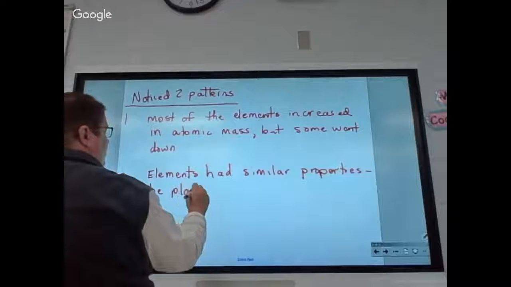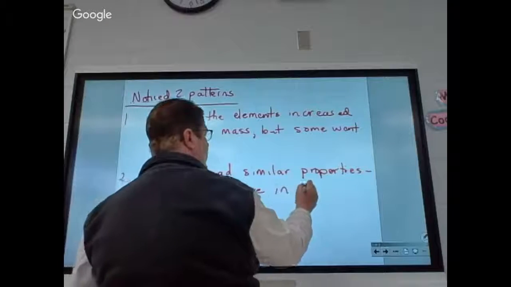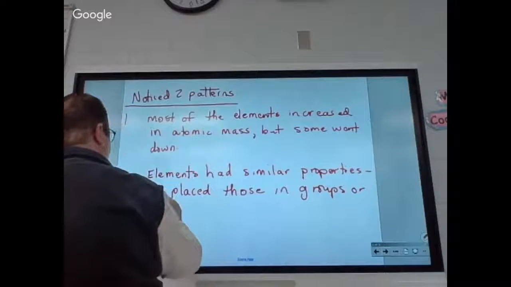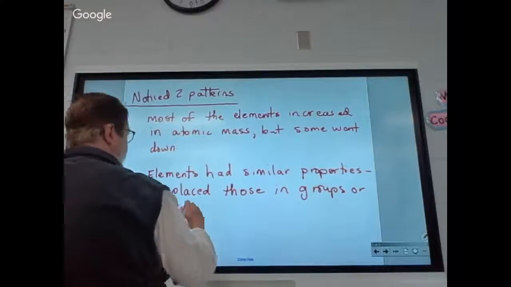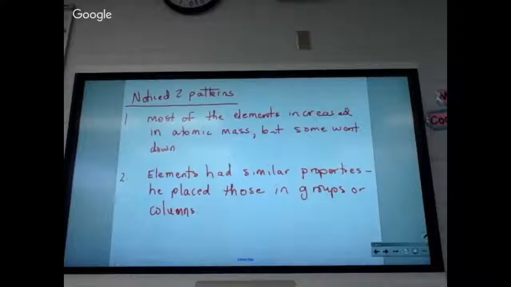He placed those in groups or columns. What year? This was really early. The 1800s. Let me look. I'm not good with the dates. 1871.